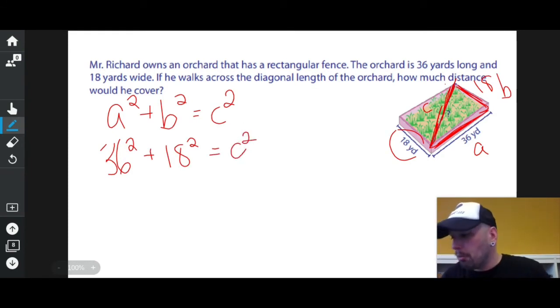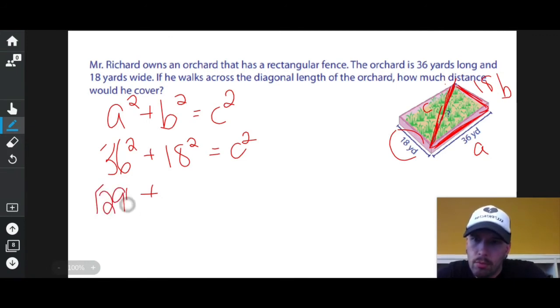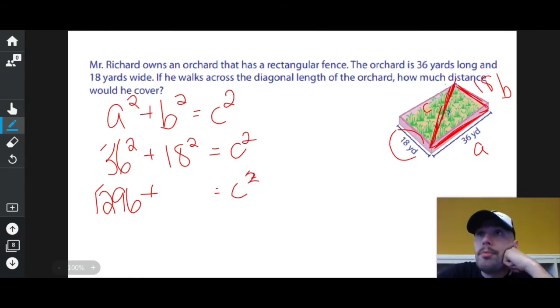What's 36 squared? 36 raised to the second power is 1,296. What's 18 to the second power? 18 raised to the second power is 324.